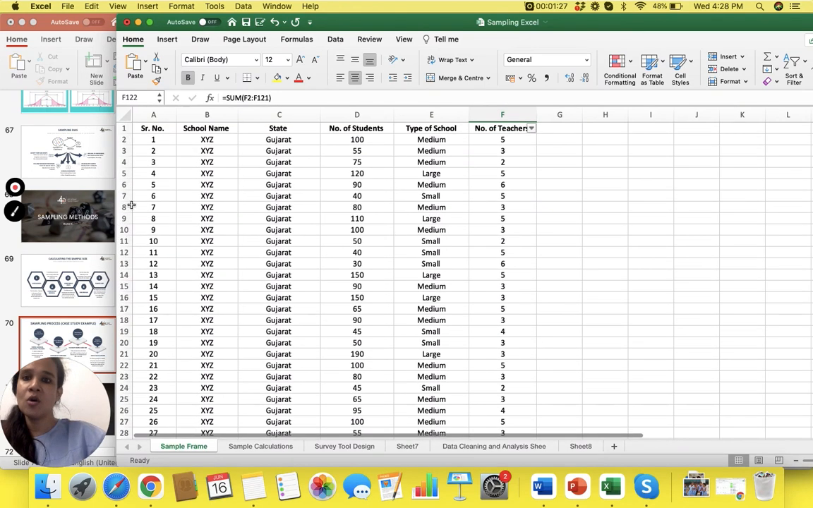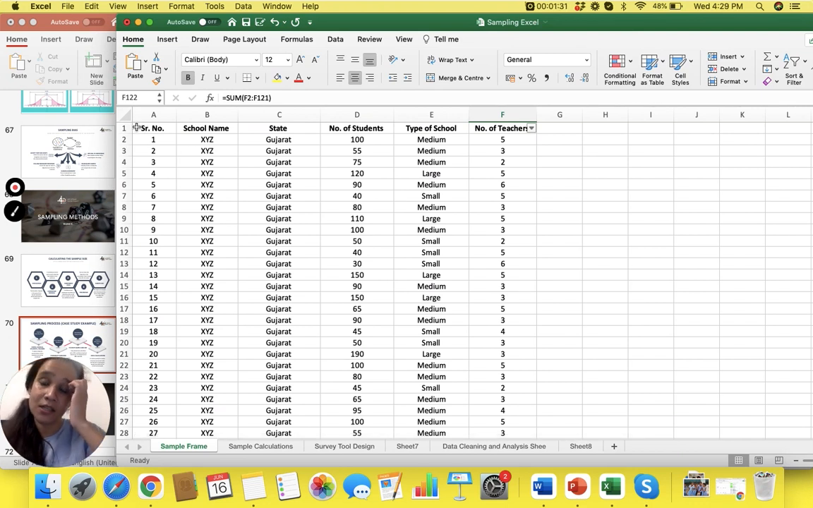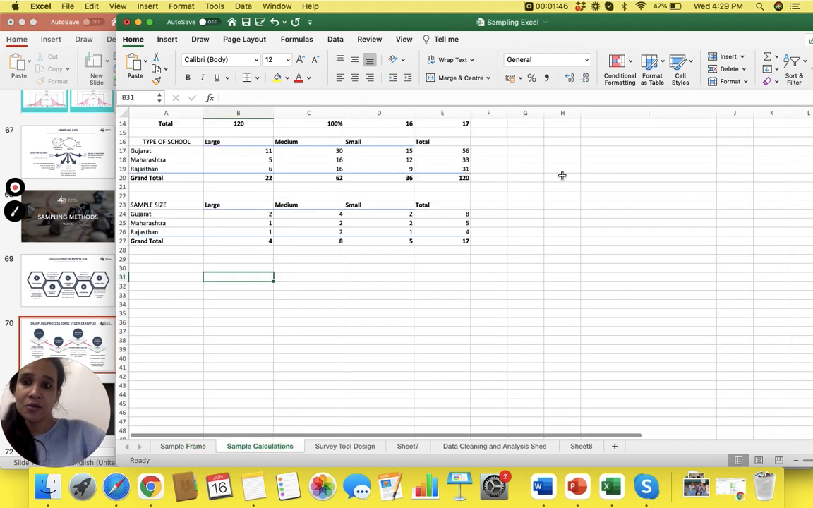So this is what ideally, when we start any sort of sampling, we do: look at different units. In this case, the unit is schools, the unit is states, the unit of measure, the sampling unit, is students, and of course teachers. Now let's go step by step.